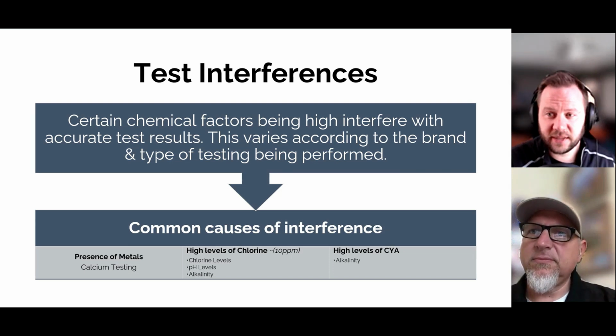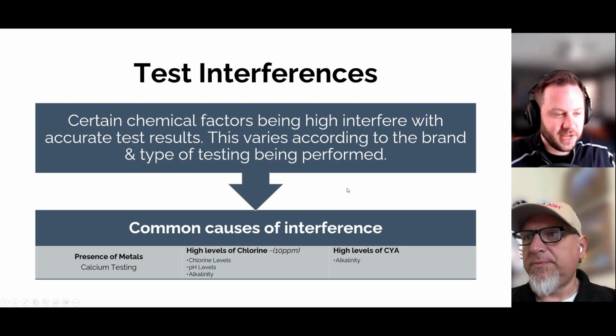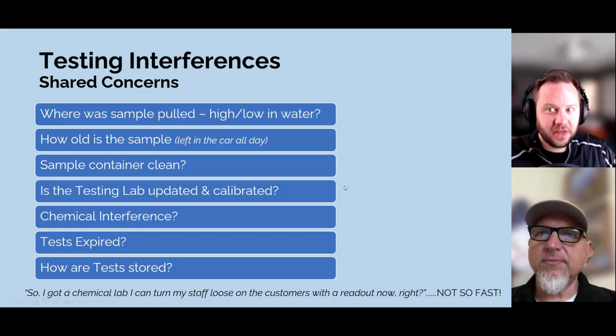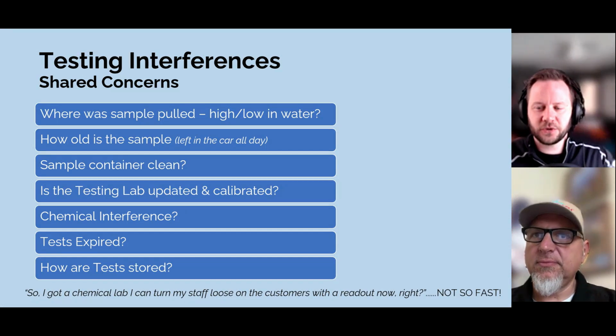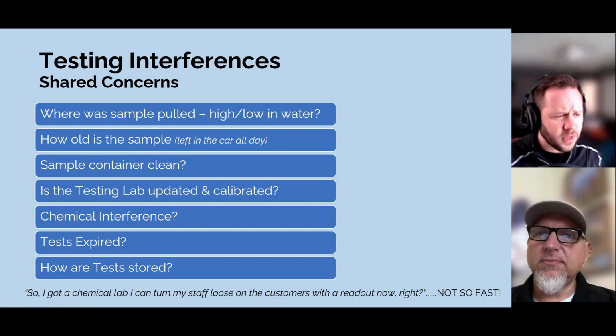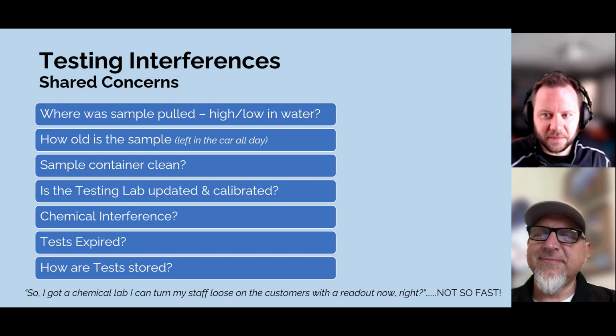High levels of cyanuric acid can also give you a false high level of alkalinity that's showing up in your water test as well. Be aware of those because if one thing is really off, it can affect the other test results. So usually when you see a test result that's really out of range, some of the other ones are probably going to be looking funky as well. So take those with a little extra caution.